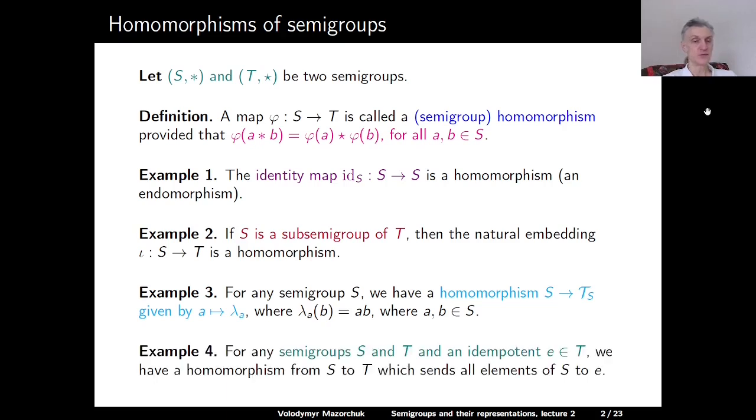Example 4. For any semigroups S and T, and any idempotent E in T, we have a homomorphism from S to T which sends all elements of S to this idempotent E.